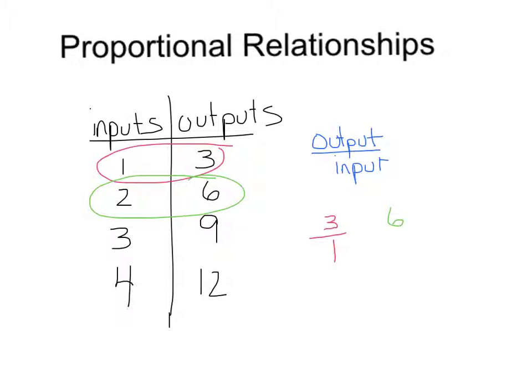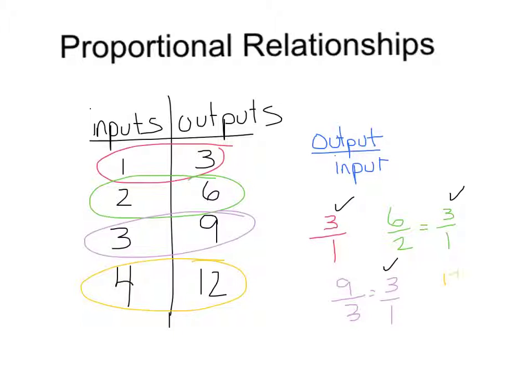Output over input. 6 over 2. Well, doesn't that reduce down to 3-to-1? So far, they are proportional. They are the same. Okay. I keep going. I do 9 over 3. Reduces down to 3 over 1. Once again, proportional. And last but not least, okay, if I do 12 is to 4, I have 3 over 1 once again.